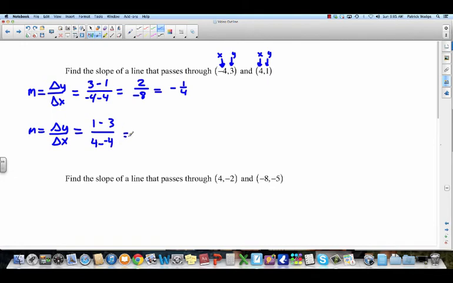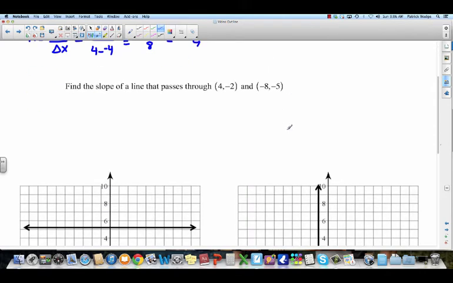This is the biggest problem people have with this, is they mix up which one they should be subtracting. Anyway, 1 take away 3 is negative 2. 4 take away negative 4 is positive 8. And negative 2 over 8 is the same as negative 1 over 4. Yes, we get the same answer. It works. Okay, here's another one, and this time I'll use the other formula. m equals y2 minus y1 over x2 minus x1.